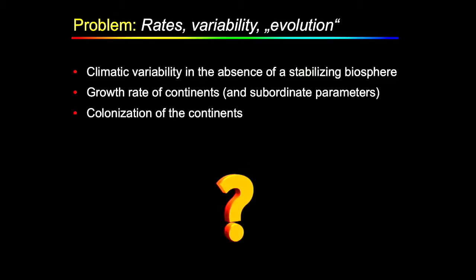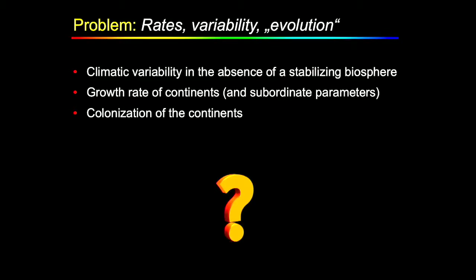Okay? So rates, anything related to the change between two data points, rates, variability, anything related to the vague concept of evolution, we can't tell because we only have one or two or three data points. So even though we have some thoughts, maybe even data on climate, we know nothing about climatic variability in the absence of a potent biosphere.